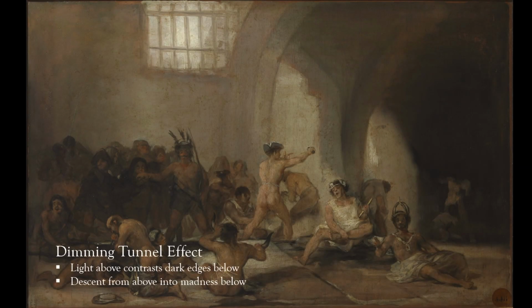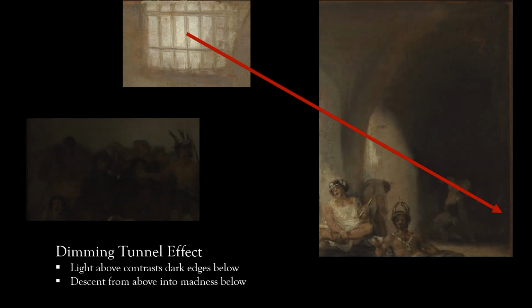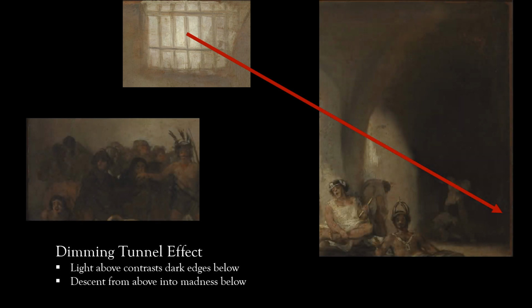More abstractly, the use of light within the space creates a sense of a dimming tunnel. The light from the window may represent sanity or contact with the outside. It contrasts against the dark edges of the room, symbolizing madness and obscurity as the figures in the scene dissolve into less defined abstract forms.